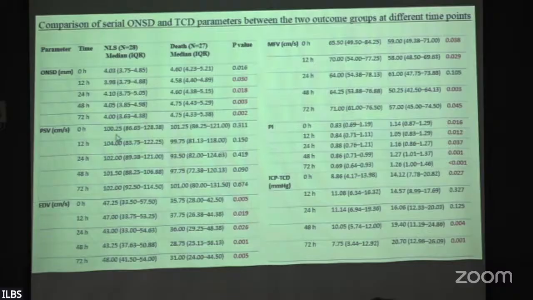Among the TCD parameters, PSV showed no significant difference between the two outcome groups. However, end diastolic velocity and mean flow velocity showed significantly reduced velocities in the non-survivor group compared to the survivor group. Later I will show that these differences gradually increase after 40 to 72 hours. Among the derived parameters like PI and ICP-TCD, both have shown an elevated picture in non-survivors compared to the survivors, and all these parameters have increased subsequently after 40 to 72 hours.